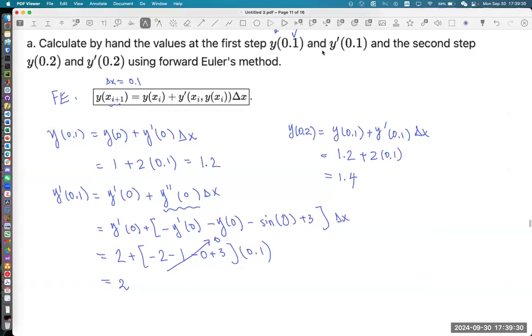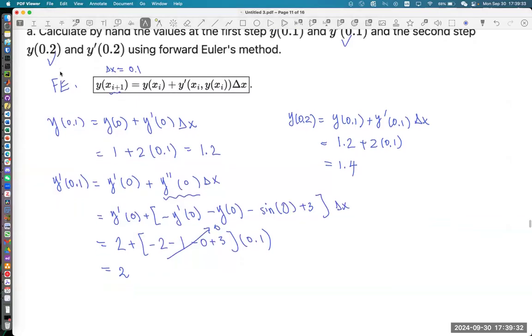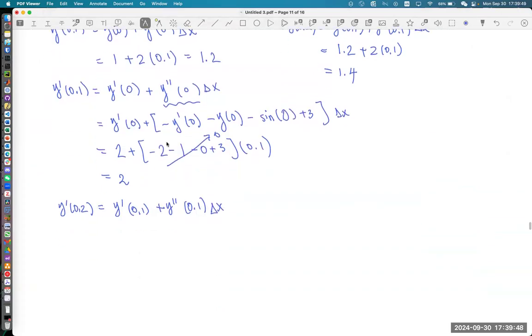Okay. So we have solved this. And then y prime of 0.2, again, should be y prime of 0.1 plus y double prime of 0.1 times delta x. And for the y double prime, we again use the original ODE. So we have minus y prime of 0.1 minus y of 0.1 minus sine of 0.1 plus 3, times delta x.